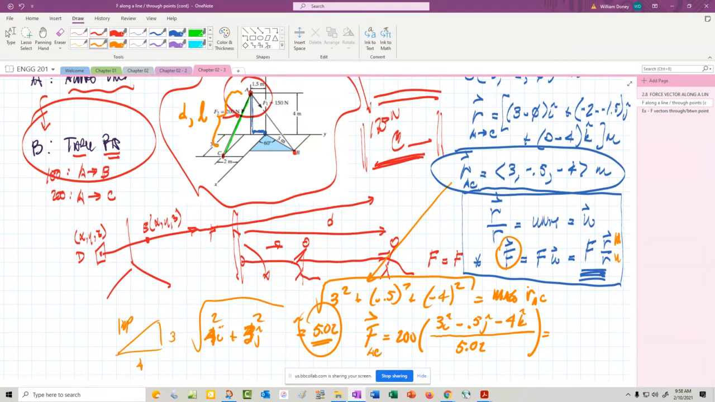That's Cartesian vector form. And if we go through that, we get 119, minus about 20, and about minus 160 newtons. And that would be our answer in Cartesian vector form. To write it another way, 119i minus 20j minus 160k.